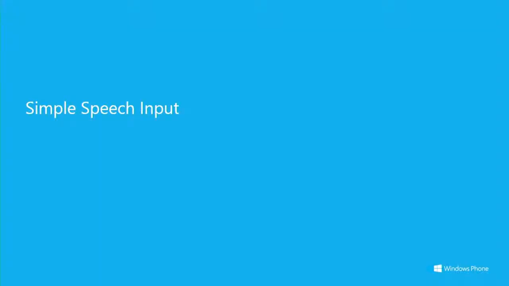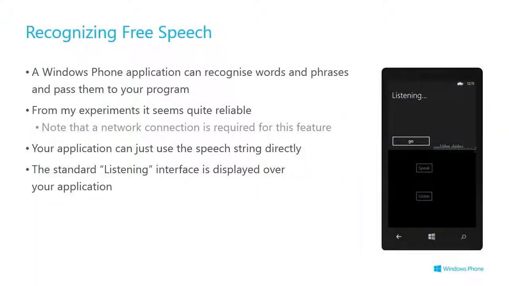So let's talk about simple speech input. Recognizing free speech. That's something we did here in the U.S. hundreds of years ago, and now we're bringing it to Windows Phone 8. We're going to recognize words and phrases that you can pass to the program. So you've seen how we've launched that, and your application can use it. Now we're getting into in-app speaking, having a verbal interaction inside an app. I think that's what people want.